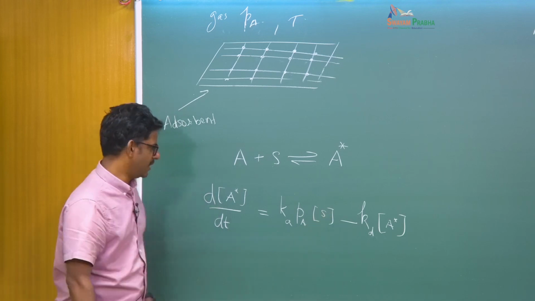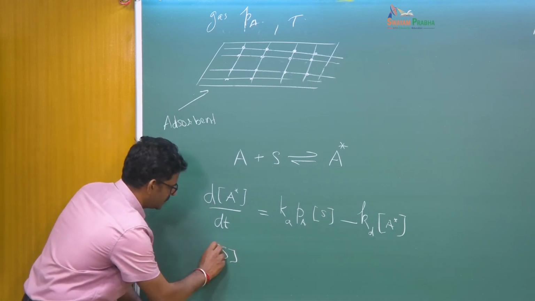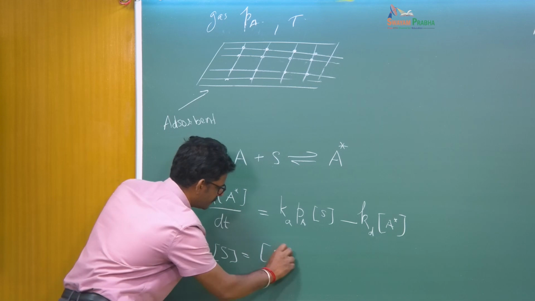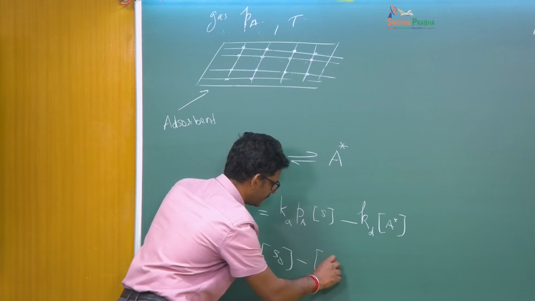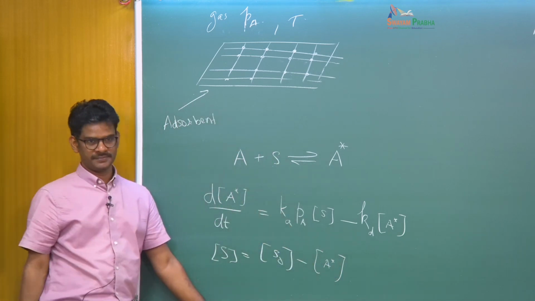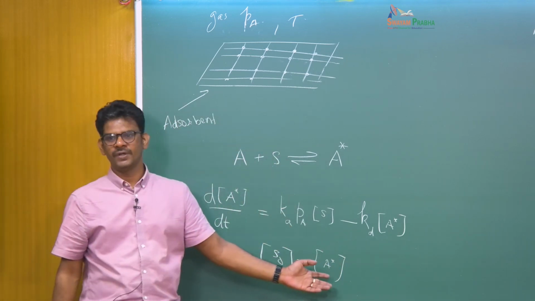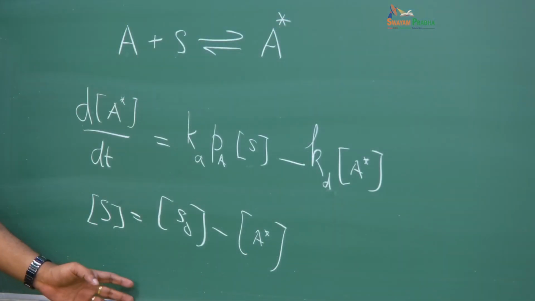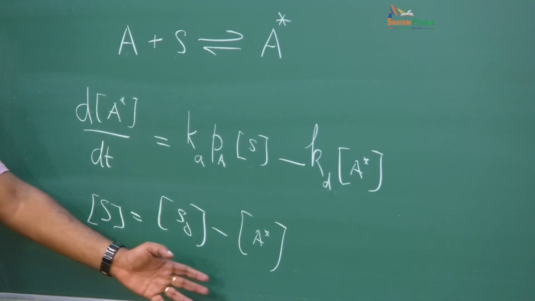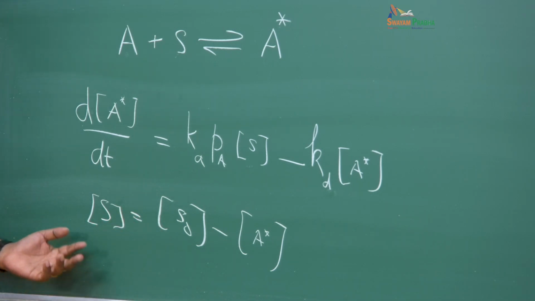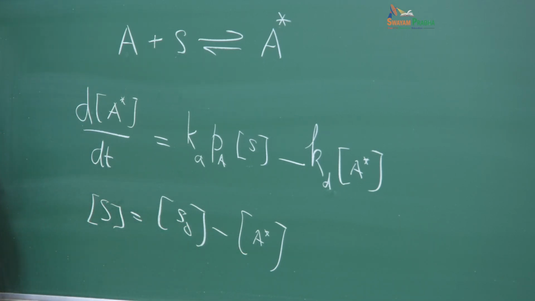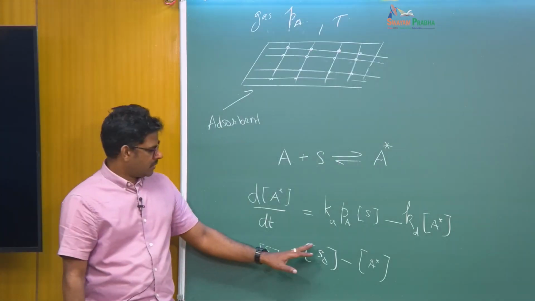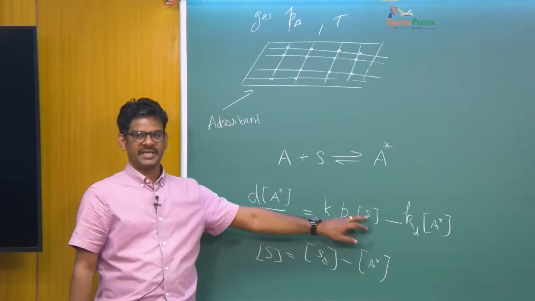To get this S, you can write the total number of sites minus the number of occupied sites. The number of occupied sites is nothing but A star, because each molecule occupies one site. Basically, like how we write the number balance in an A to B reversible reaction, where the number is conserved, here the number of sites is conserved. The total sites can either be free or occupied, so the sum of occupied and free sites should be constant. It's a conserved quantity. Through this expression, I can find what S is.